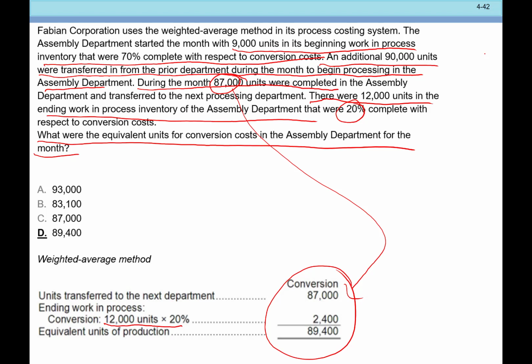Okay, so let's go ahead and take a look. Fabian Corporation is using the weighted average method, and the assembly department started the month with 9,000 units in beginning work in process inventory that were 70% complete with respect to conversion costs. An additional 90,000 units were transferred from the prior department during the month to begin processing in the assembly department. During the month, 87,000 units were completed in the assembly and transferred to the next processing department.